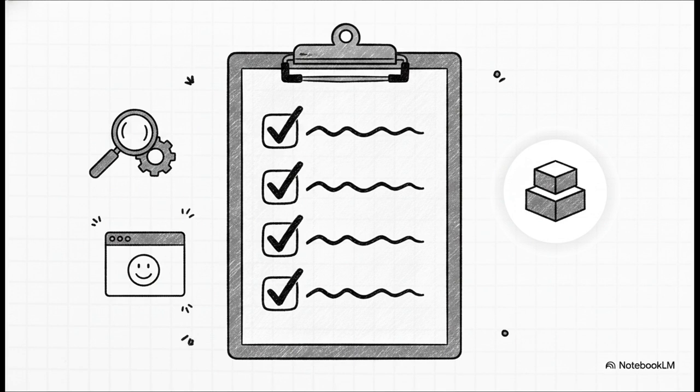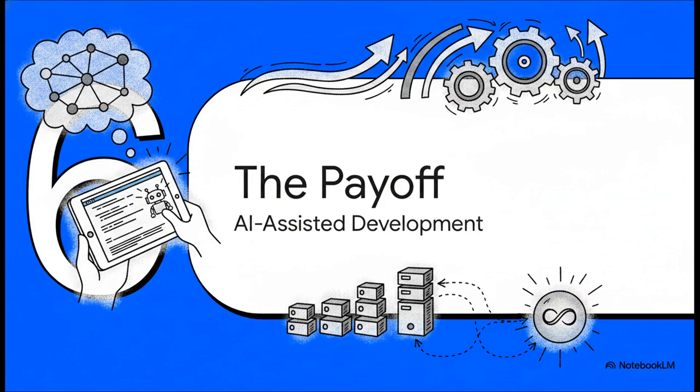Finally, ping your front-end and back-end endpoints to ensure they return a 200 status. Running through this saves hours of ghost hunting later in the day. Trust me on this one. And finally, Section 6, the payoff, powering AI-assisted development.